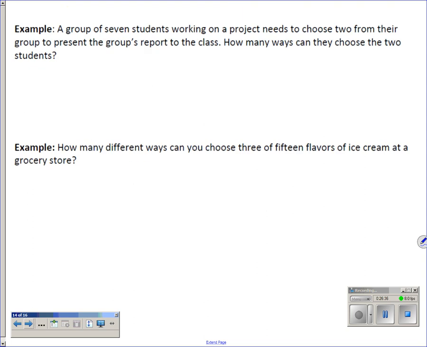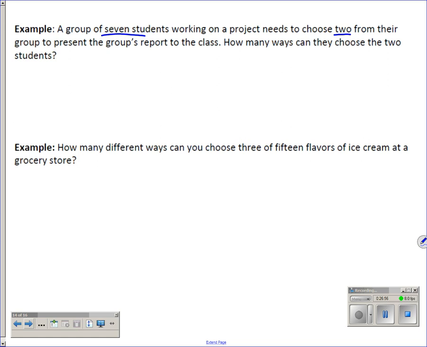Let's look at an example. I got a couple more. It says a group of 7 students working on a project. We got 7 total people here working on a project. Needs to choose 2 of them to represent and present their reports to the class. How many ways can they choose 2 students?